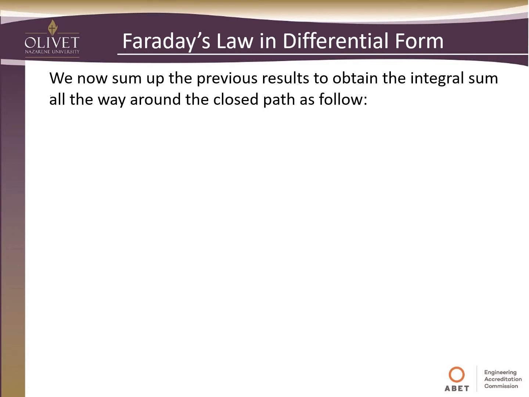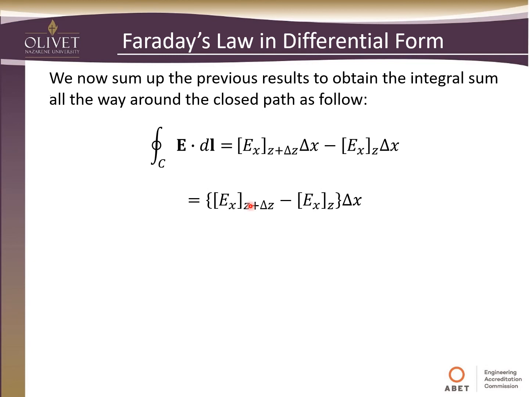Now if we sum up everything around this path, we only have those two components left, so it'll be Ex evaluated at z plus delta z times delta x, minus Ex evaluated at z times delta x. That's the left side of our equation. We can pull the delta x out, since that's a constant, and rewrite it in this form, which will be handy for us in just a second.